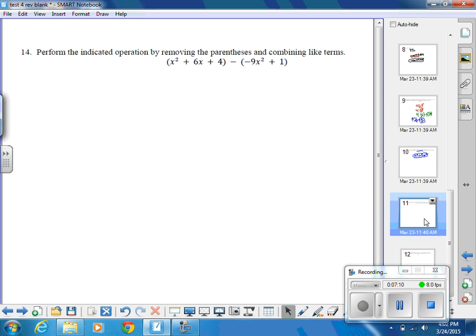Okay, this next one says perform the indicated operation by removing the parentheses. Now, earlier I said that if you have the situation where there's a minus, you're going to have to do some work. We have to distribute this minus sign into the parentheses here before we can actually remove it. So I have minus times a minus 1, treat it like that, okay, times a minus 9x squared. That gives me a positive 9x squared. And then a minus 1 times a positive 1, which gives me minus 1. That's how those change. Now the first set of numbers don't change at all. X squared, 6x plus 4, because there's nothing on here being multiplied into there.